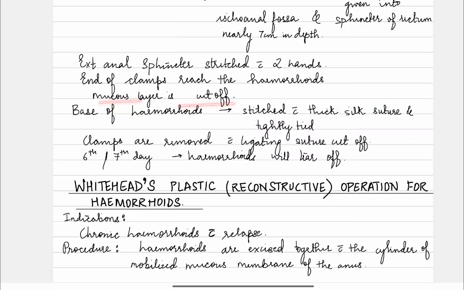Mucous layer is cut off. Base of the hemorrhoid is stitched with a thick silk suture and tightly tied. Clamps are removed with ligating suture cut off. In 6 to 7 days hemorrhoids will tear off.